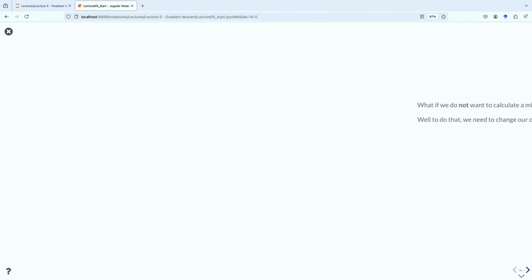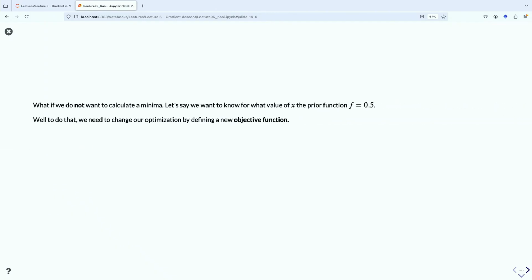Before we get to that, actually, the slides are a little out of order. One notion I want to introduce is the objective function. The objective function is the idea that maybe we don't want to calculate the minima. Maybe we want to calculate the value of x where f is equal to 0.5. Okay? So how do we do that?